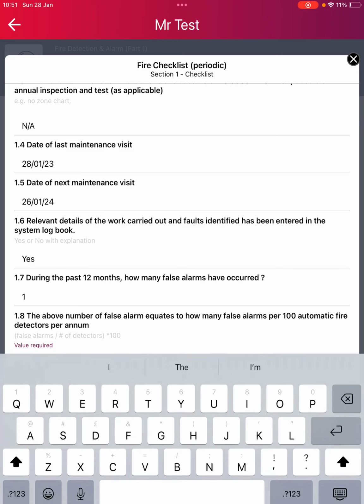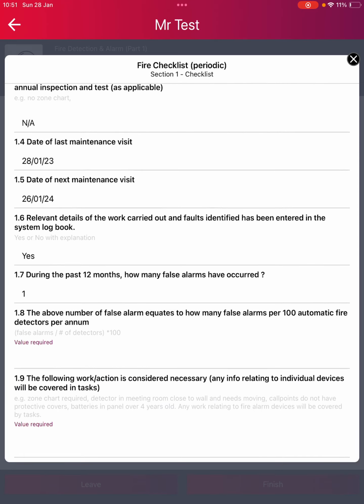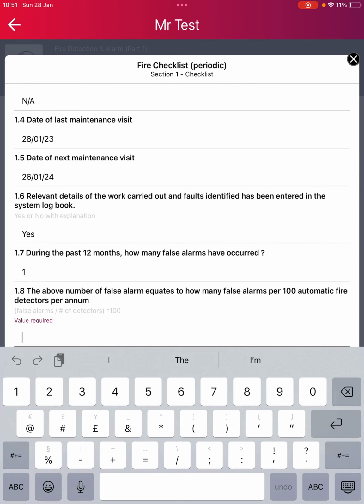So say there was one false alarm in the last 12 months. The above number of false alarms equates to how many false alarms per 100 automatic fire detectors per annum. So that means false alarms divided by number of detectors, times by 100. So it's going to be a percentage. So 1 divided by the number of detectors, let's say it's 10, which will equal 0.1. Times that by 100, that'll equal 10%. Okay.